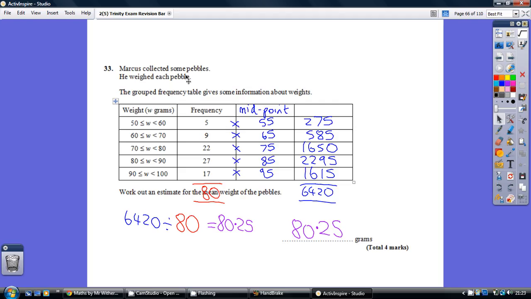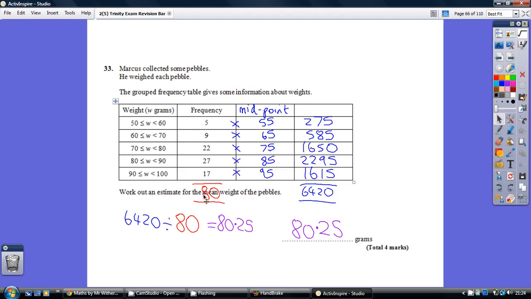Marcus collected some pebbles. He weighed each pebble. This shows some information about the weights. Now the point is here, look, the weights between 50 and 60, 5 pebbles were between 50 and 60. 9 pebbles were between 60 and 70, and so on. It's important to understand what we're saying.